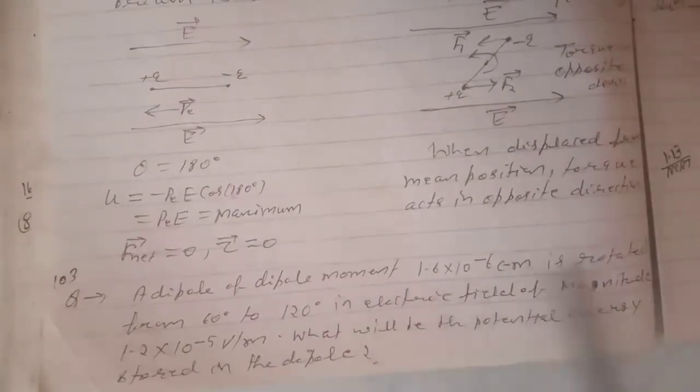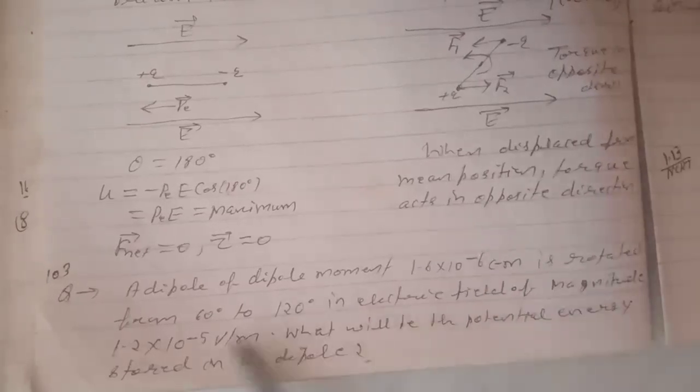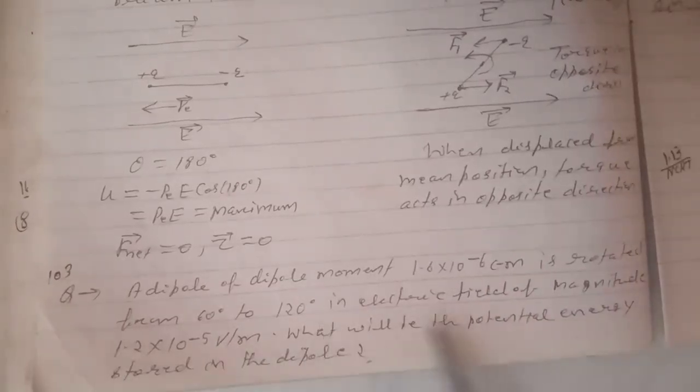A dipole moment 1.6 × 10^-6 C·m is rotated from 60 degrees to 120 degrees in an electric field of magnitude 1.2 × 10^5 volt per meter. What will be the potential energy stored in the dipole?